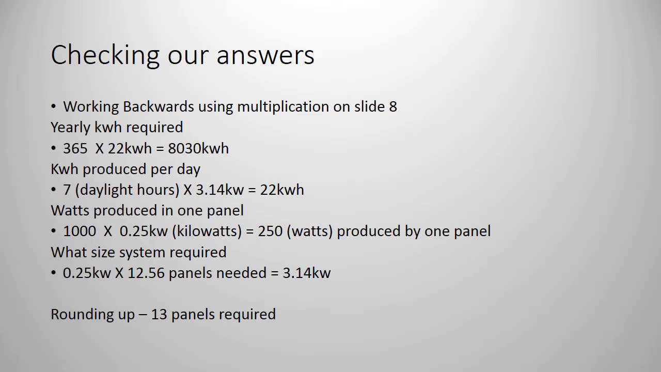Watts produced in one panel, 1000 times 0.25 kilowatts equals 250 watts produced by one panel. What size system required? 0.25 kilowatts times 12.56 will give us 3.14. This is rounded up to 13 panels.